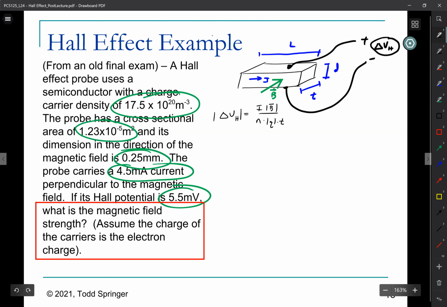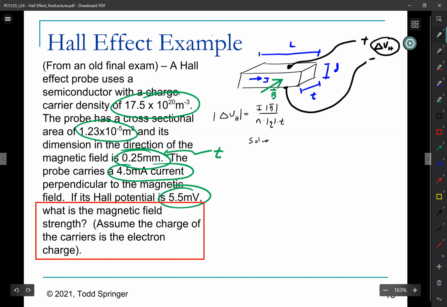So really, the only tricky part of this is the dimension in the direction of the magnetic field is 0.25 millimeters. That is T, that thickness. Remember, the thickness goes along the magnetic field. That's really the only hard part. And I got to solve for B.